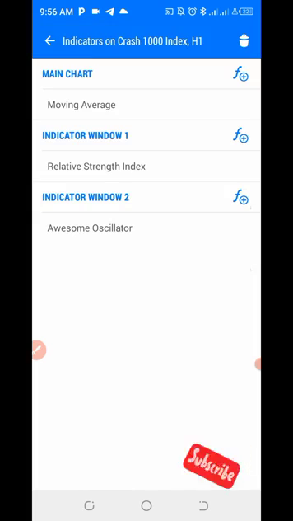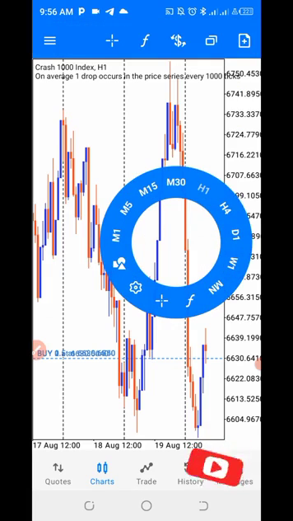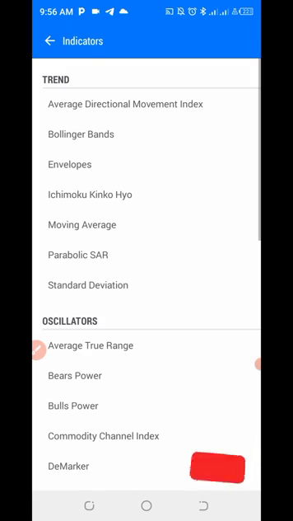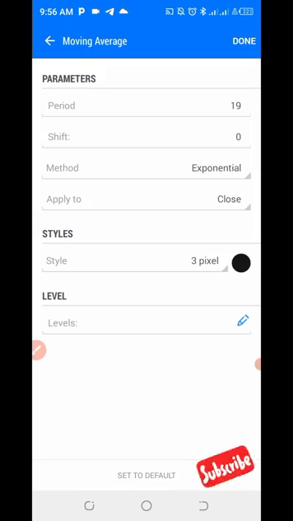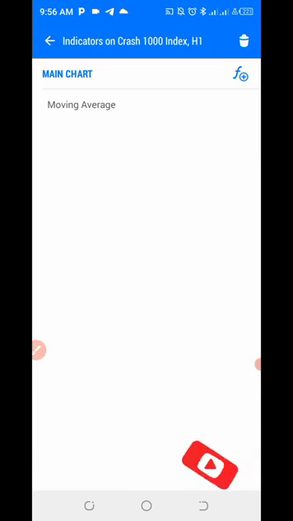As a matter of fact, let me even delete everything so that you get to understand it. So you click on this F plus here. You look for your moving average. The period is 19, shift is 0, method is exponential, apply to close. You click on done. Then you click on this F plus again.